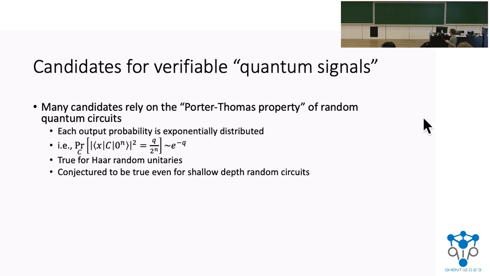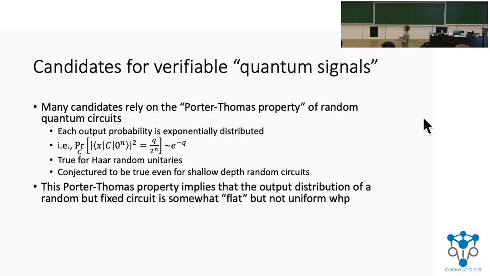Now, it's conjectured to be true even for shallow depth random circuits, but we don't know that. We have numerical evidence, but strictly speaking, it's a conjecture that even with a reasonably shallow depth, like a log depth random quantum circuit, we end up converging to something like a Porter-Thomas distribution in our output amplitudes.